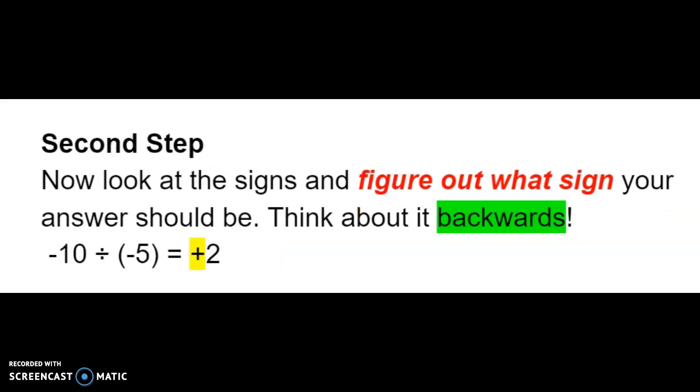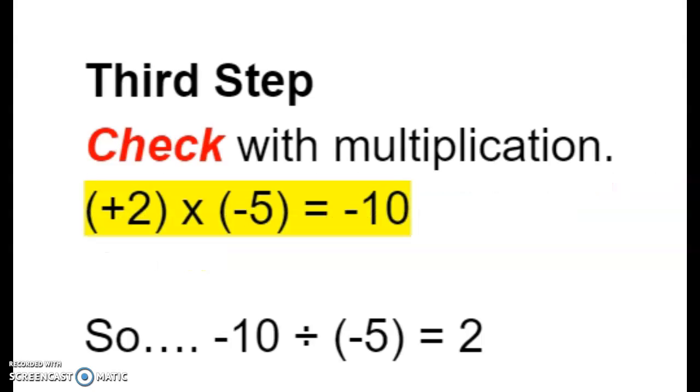In our second step, we've got to look at our signs and figure out what the sign in our answer should be, thinking about it backwards. In this case, -10 divided by another negative, -5, is going to give us a positive 2. We put our positive in front of the 2.